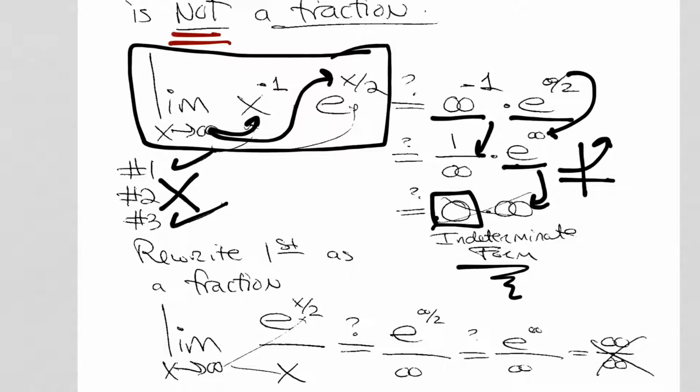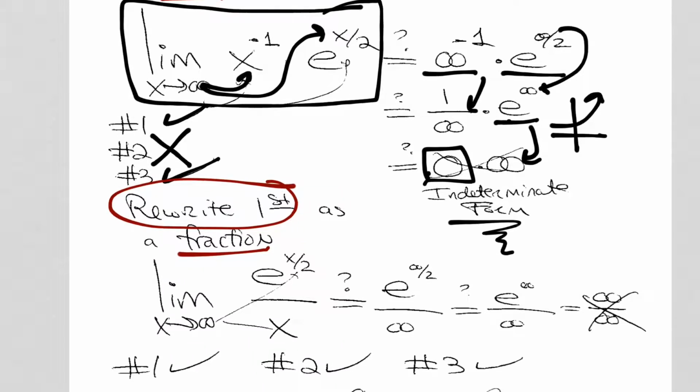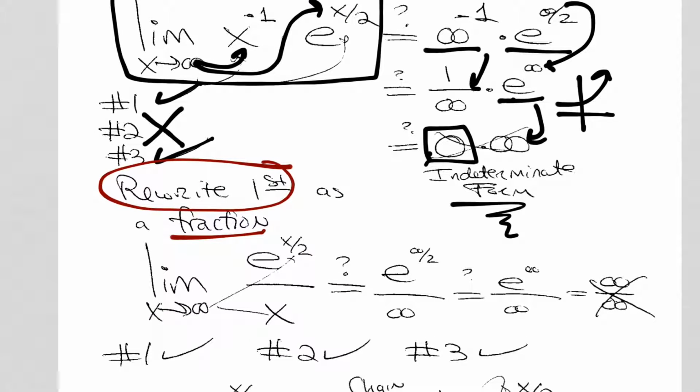So I would rewrite this first as a fraction. That would be your first step. Rewrite as a fraction. Now, this is not very difficult to rewrite as a fraction. In fact, what's going to happen here is you're going to take this x to the minus 1 and rewrite it for what it is, it's really an x in the denominator.